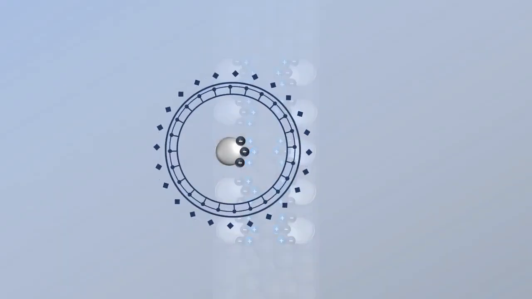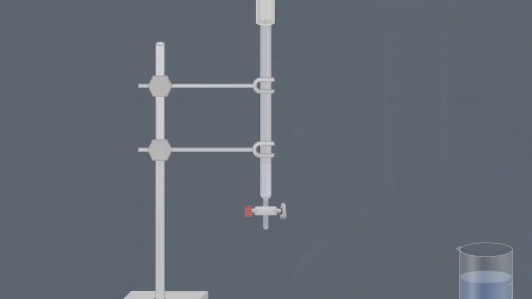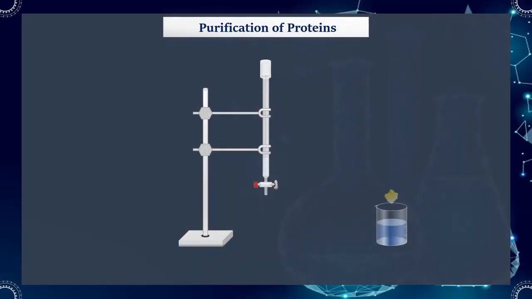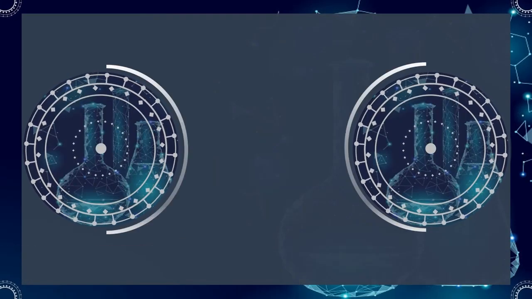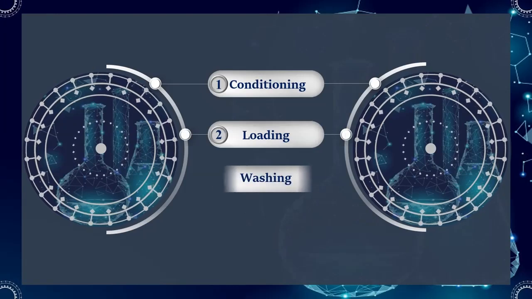Ion exchange chromatography is frequently used for the separation and purification of proteins. The basic process of this chromatography can be represented in 4 steps: 1. conditioning or equilibration of the stationary phase, 2. sample loading, 3. washing, and 4. elution of retained molecules.